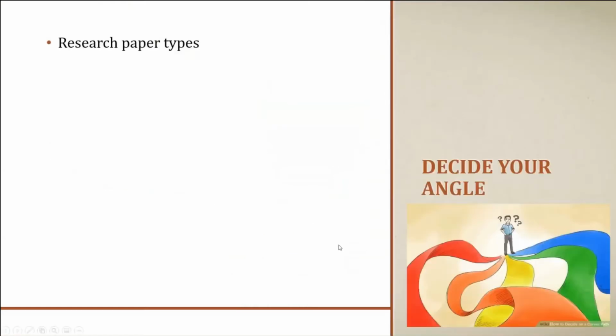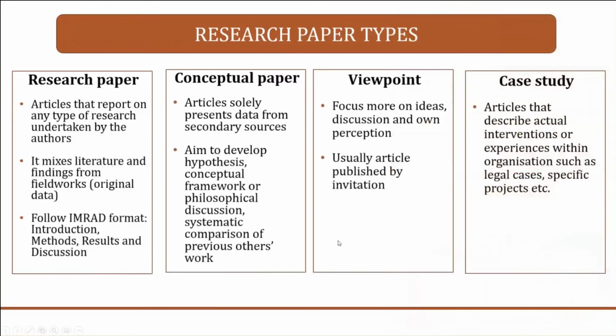So when you decide your angle, you can look at the types of paper. Basically, there are 4 categories: research paper, conceptual paper, viewpoint, and case study. The common ones are actually research paper and conceptual paper. Those are the 2 common ones.